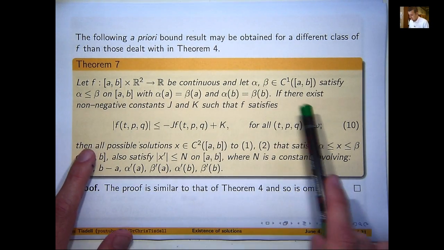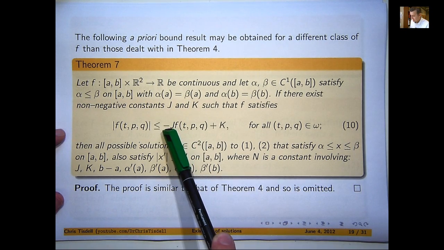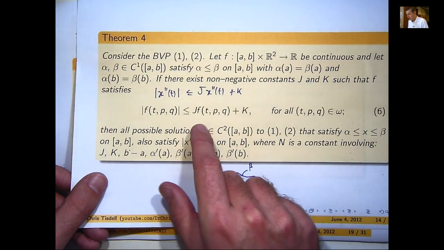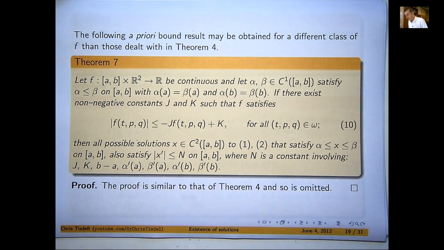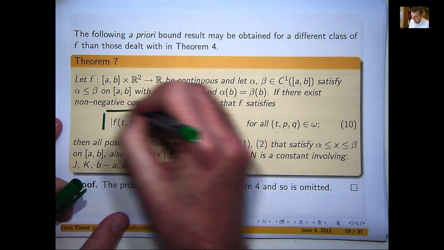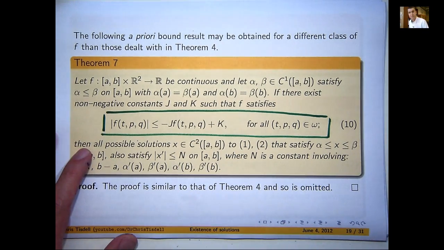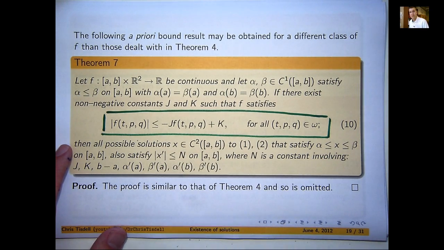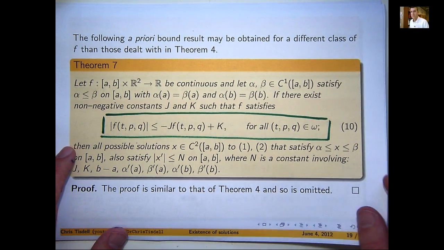Now, essentially this result is very similar to theorem 4, except here I've just got a minus sign out the front. Okay, so we still assume j is a non-negative constant, but we've got a minus jf there instead of a positive jf. Well, you can also just basically repeat the proof of theorem 4 and get this a priori bound on the derivative of all potential solutions that's claimed to exist. So I'm not going to discuss that proof.